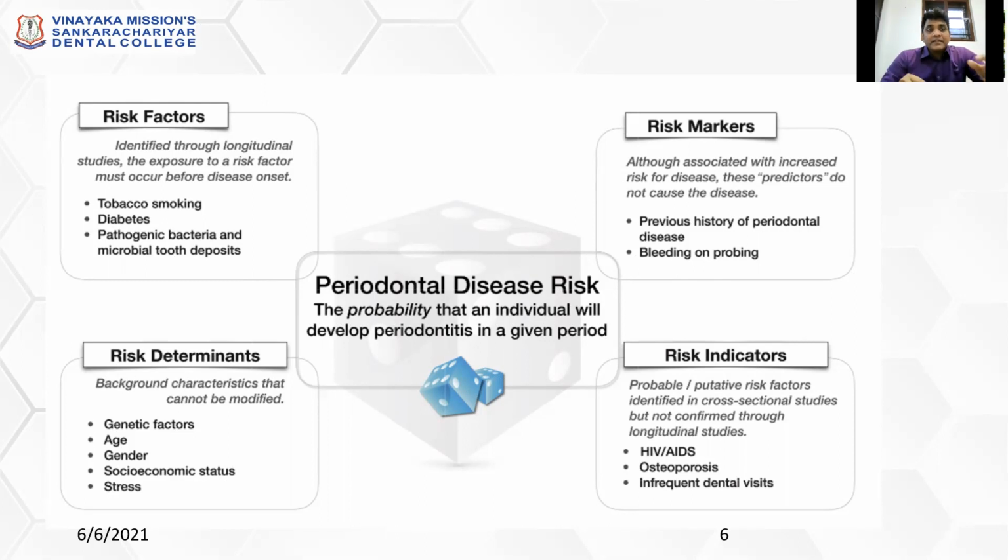Risk factors, as I said, can be identified by a longitudinal study with longer follow-up. Whereas for a risk indicator, there is only a little evidence, from cross-sectional studies, which found that patients with a debilitating disease like HIV, patients with osteoporosis, where bone density is affected, and patients with infrequent dental visits are more prone to periodontal disease. But that's not confirmed. This is a cross-sectional study. At the point of time when you check the HIV patient and the osteoporosis patient, there is a higher prevalence of periodontal disease. So those are risk indicators.